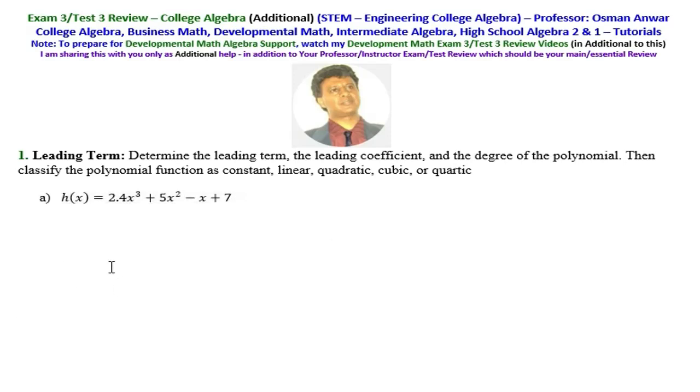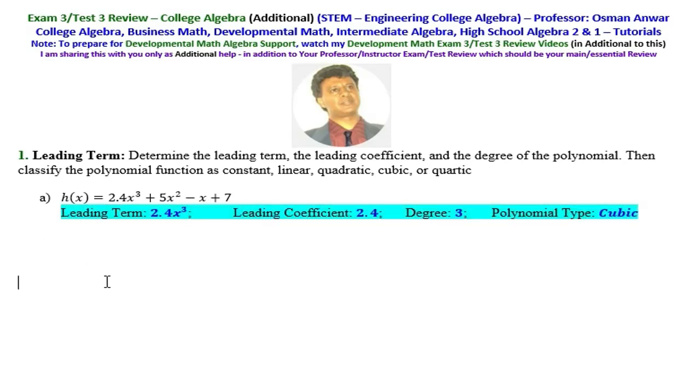A. H of x equals 2.4x cubed plus 5x squared minus x plus 7. The highest degree is 3, that means the leading term is 2.4x to the third, the leading coefficient is 2.4, the degree is 3, then this polynomial type is cubic.